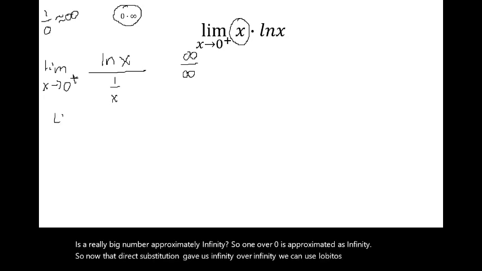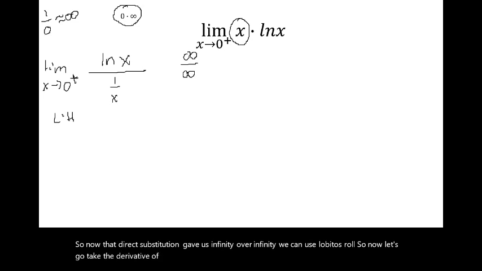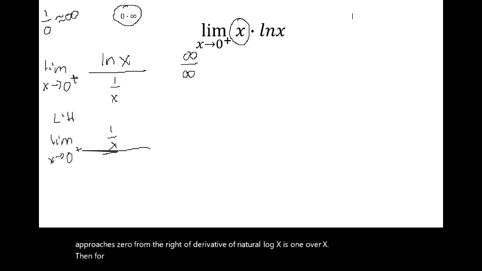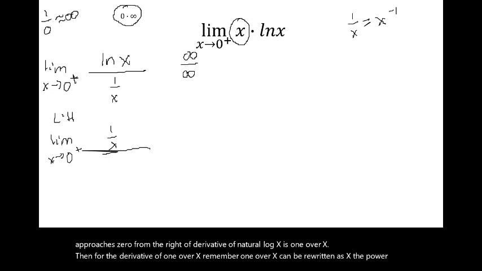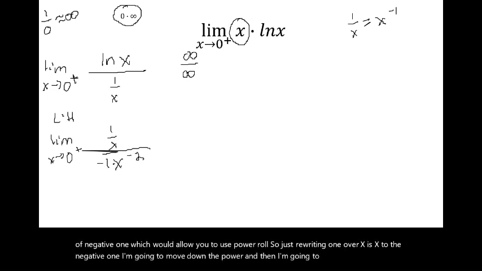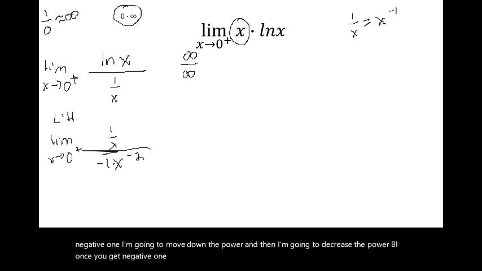Now let's take the derivative of the top and the derivative of the bottom. So we've got the limit as x approaches 0 from the right of the derivative of natural log x, which is 1 over x. Then for the derivative of 1 over x, remember 1 over x can be rewritten as x to the power of negative 1, which allows you to use the power rule. I'm going to move down the power, and then decrease the power by 1. So you get negative 1 times x to the power of negative 2.